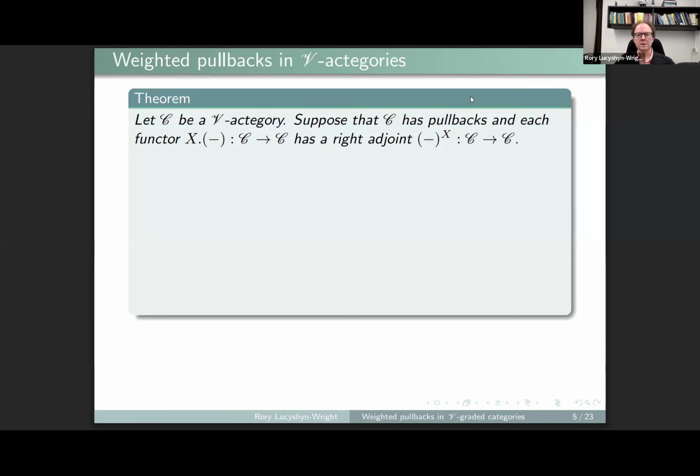So in particular, generalizing the left closed Hom in a left closed monoidal category. Under these circumstances, C has weighted pullbacks. We've assumed that it has ordinary pullbacks and also these adjoints. Then C has weighted pullbacks.